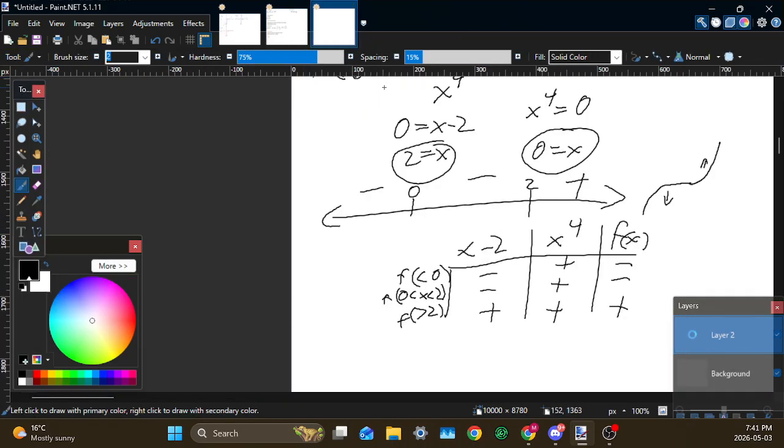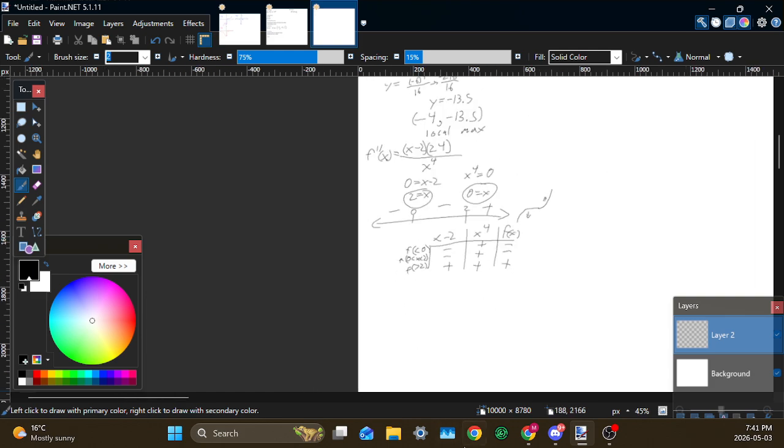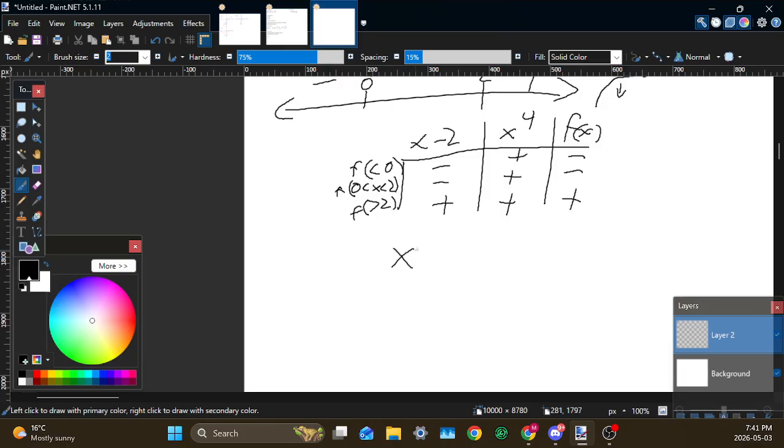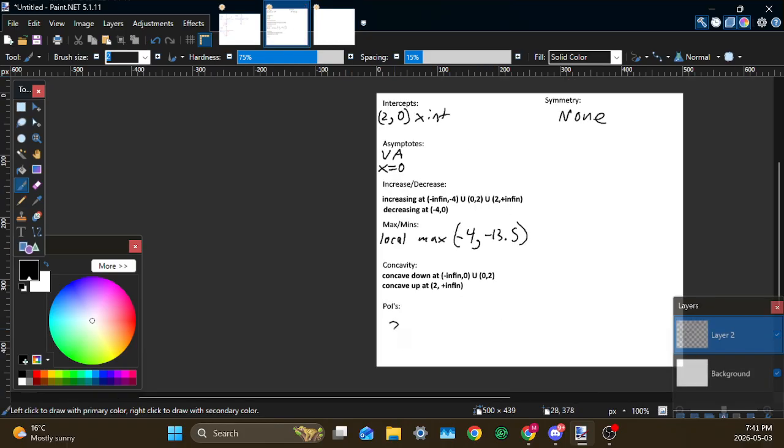And then our point of inflection, there obviously isn't one at 0, because that's our asymptote. But for 2, x equals 2, well, we actually already calculated this, because this was our x-intercept. So, POI at 2, 0. And those are all of our numbers.